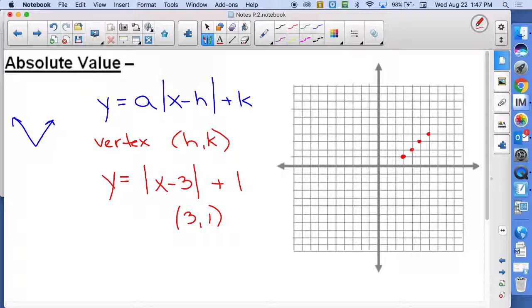What happens if you go negative 1, Libby? 1. Oh, you weren't tricked. Negative 2 would be? 2. And the absolute value of negative 3 is? 3. That's how you get that V formation. Absolute value is taking your number and making it positive. So that creates the V.